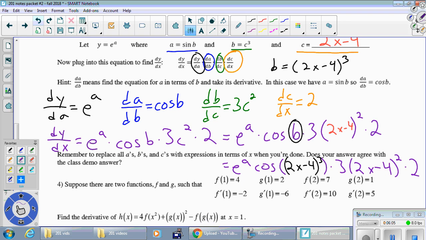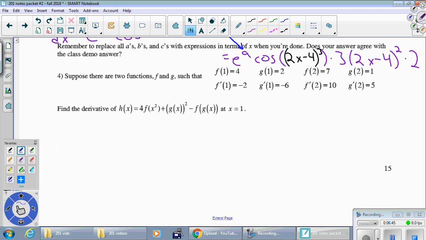And then the last thing, I really don't have space, so I'm just going to ask you to finish it on your own, I guess. We're going to replace this a. a becomes sine of b, but instead of that b, we're going to put 2x minus 4 cubed. So really, a is sine of 2x minus 4 cubed. And so that's what you're going to substitute in right there. And when you make that substitution, you should go back and check our final answer to the demo. Fingers crossed, I think that's exactly what we got when we did the demo problem.